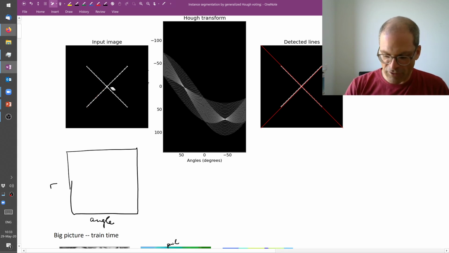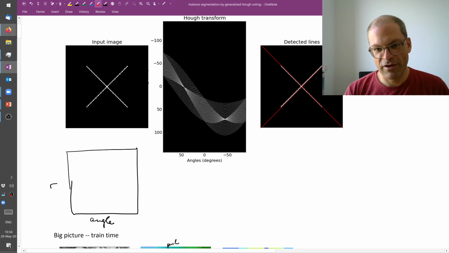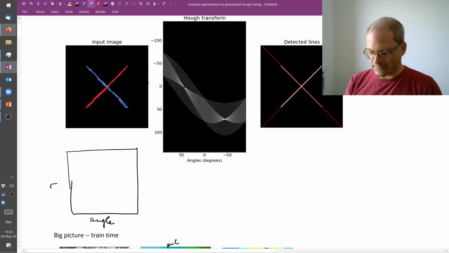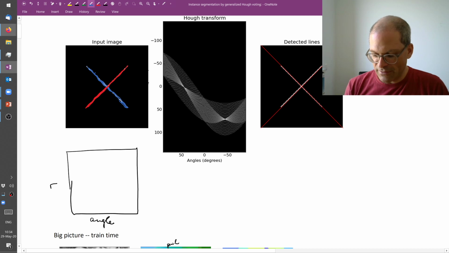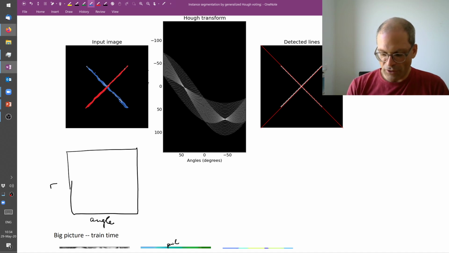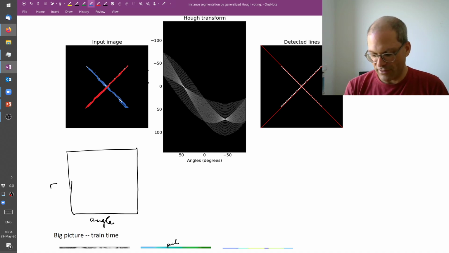But now we want to solve complicated problems, and we do assume that we have some ground truth annotations. So for example, the annotation that all of the pixels that are marked in red belong to one instance, and all the pixels that are marked in blue correspond to another instance. And now the question is, can we exploit this knowledge to somehow learn a vote casting?